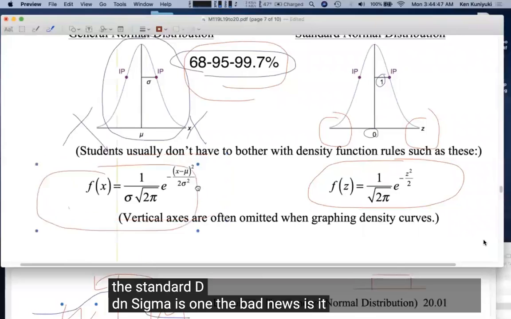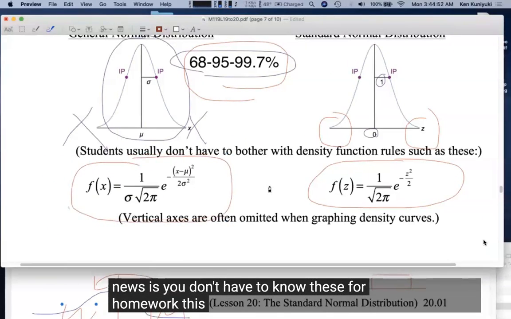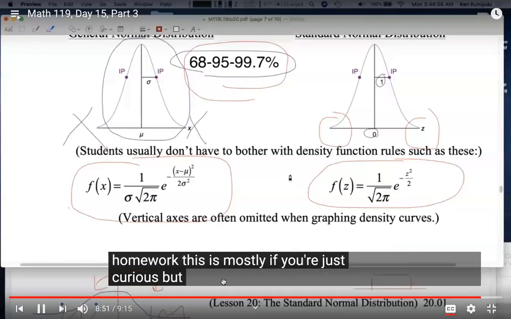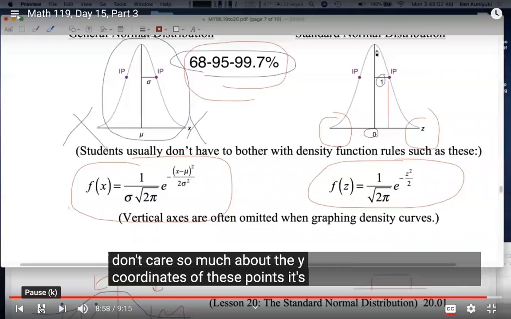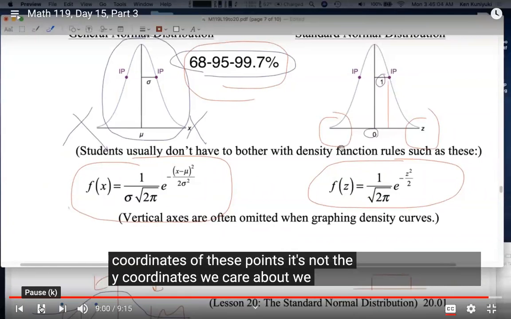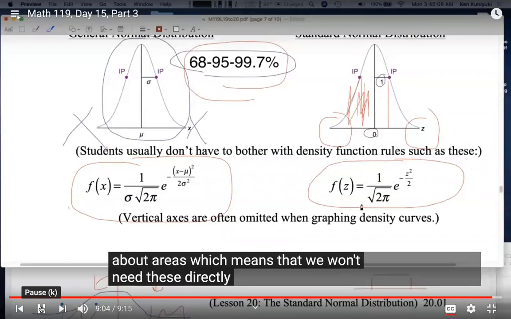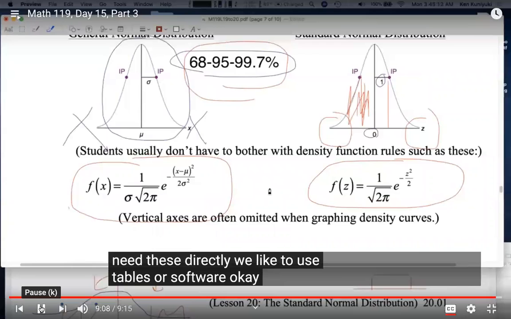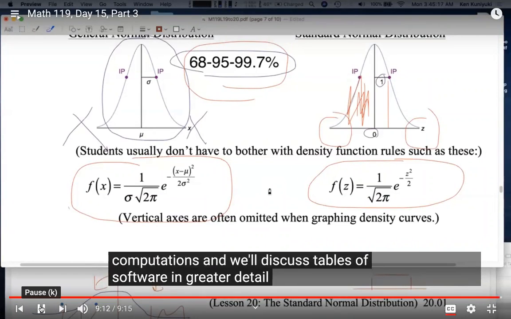The bad news is the formulas are pretty ugly. The good news is you won't have to know these for homework. This is mostly if you're just curious. But again, we don't care so much about the equations of these curves, or the y-coordinates of these points. We care about areas, which means that we won't need these directly. We like to use tables or software. We'll do computations and discuss tables and software in greater detail next time.